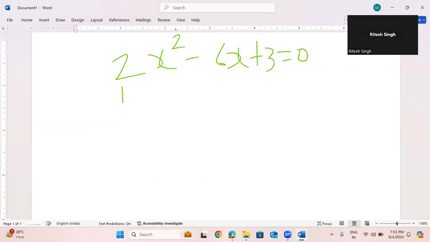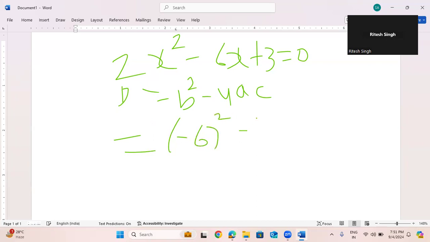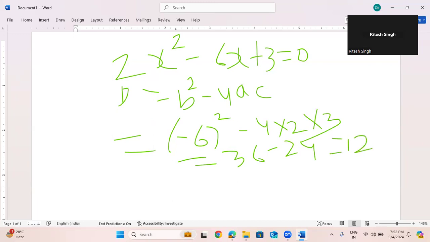First, our target is to find the value of D. And D is what? B square minus 4ac, right? So find out in place of D what it is. It is minus 6 square minus 4 into, in place of a it is 2, in place of c it is 3. 36 minus 24 is equal to 12. So we get the value of D is positive, right? So if the value of D is positive, then we will get two values of x and those two values will not be equal. Those two values will be different, right?